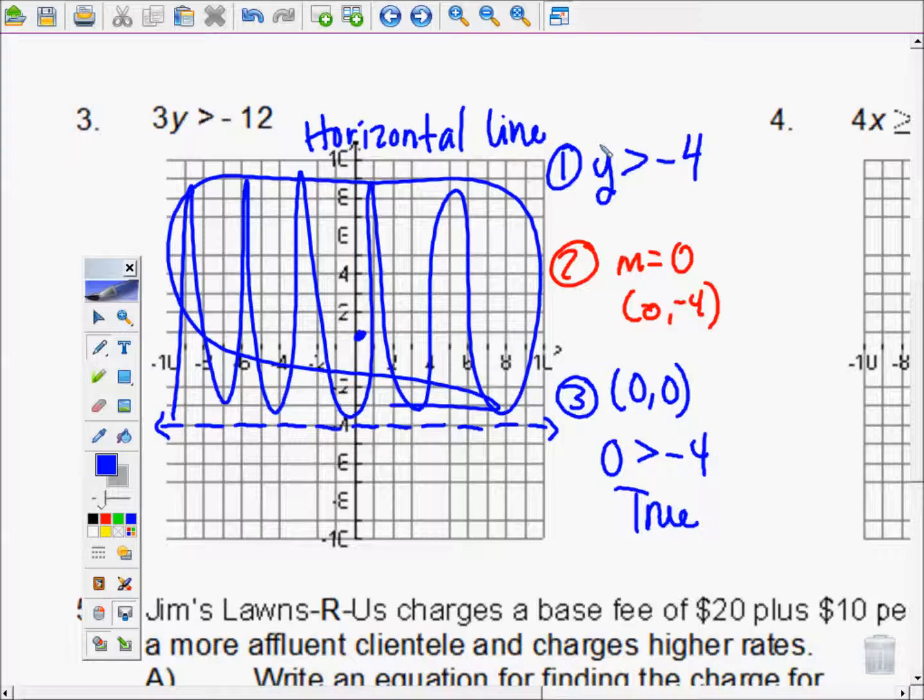Guys, please work number 4. But how do you know that it's shaded that way? If you don't have a y, you just don't use the y. If 0, 0 is right here, right, and I plug in 0, 0, how do you know the sign determines if it's above or below? Well, it can. What is y greater than -4? Above -4.